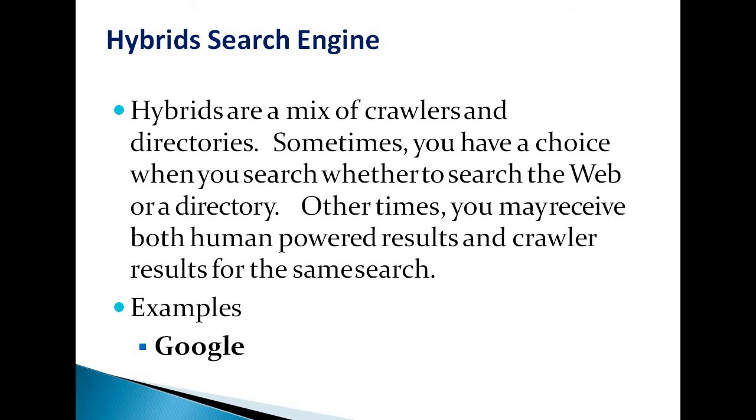Hybrid search engine. Now hybrid search engine is the combination of crawler and directories. So we have a choice when we search whether to search the web or a directory. You may receive both human powered results and crawler results on the same search tool or in the same search engine. Here the example is Google. Google is one of the hybrid search engines which searches both directory and robot search engine.